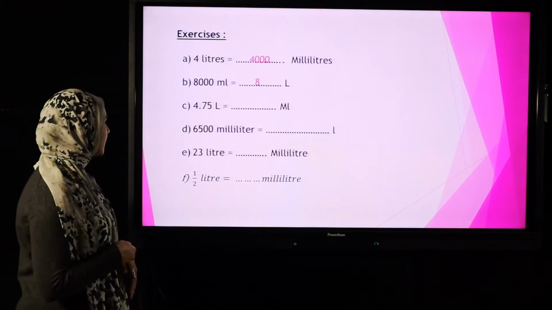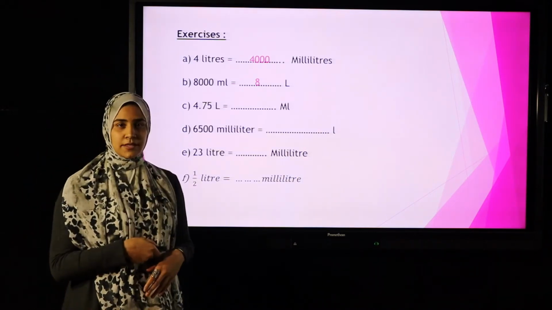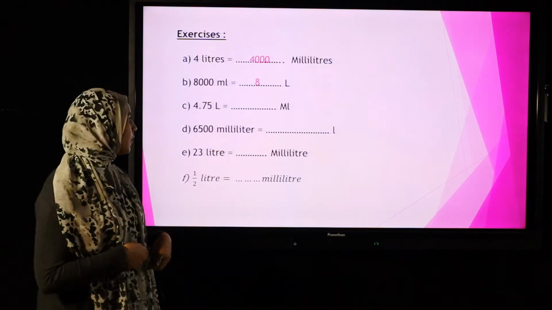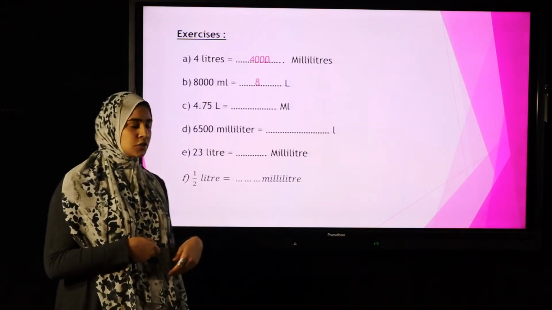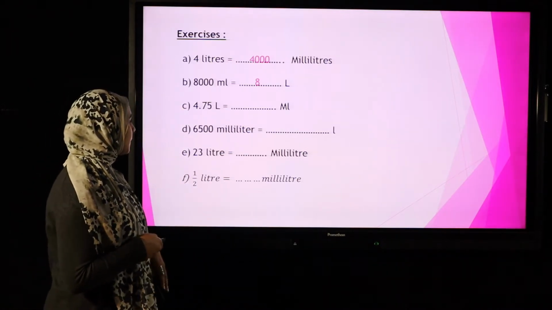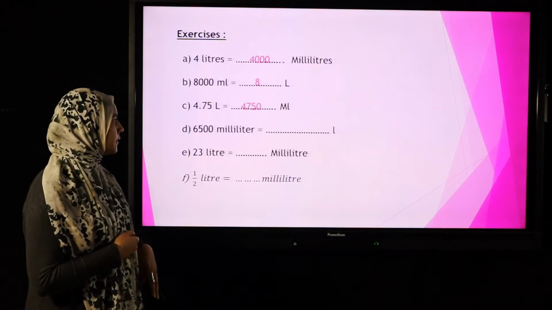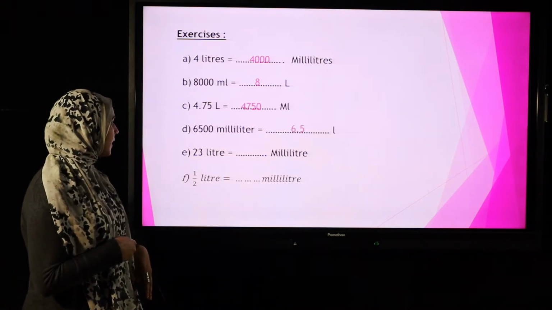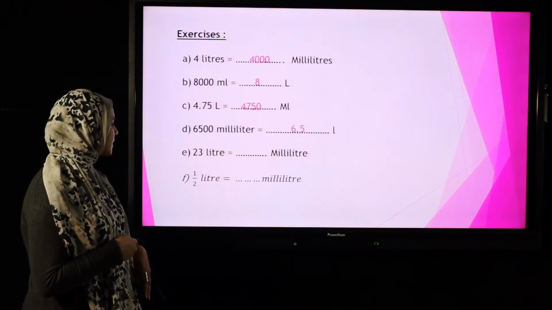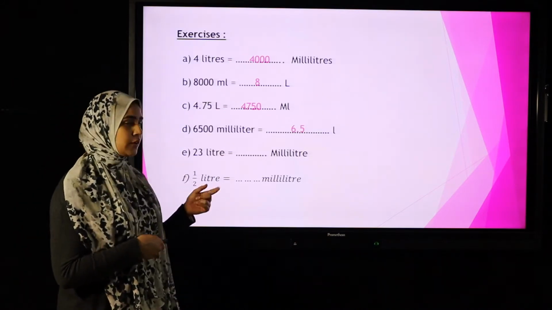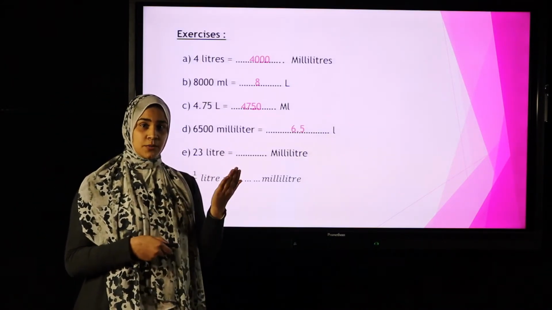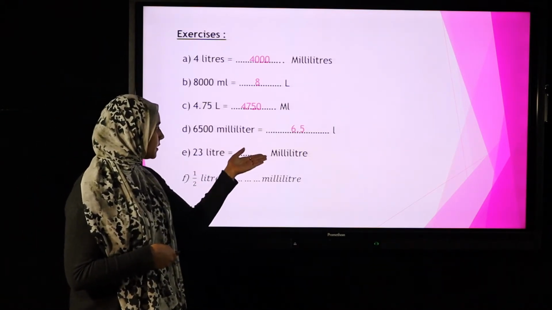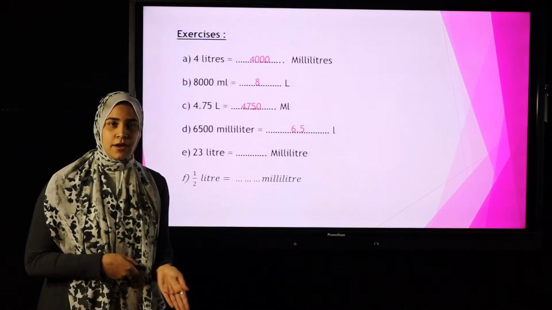Let's move on to letter C. Letter C is 4.75 liters. And we are going all the way to millimeters, which means a smaller unit. If we are moving from a bigger one to a smaller one, we are doing multiplication. So 4.75 is going to be converted to 4,750. We have letter D here, 6,500 millimeters. From a smaller unit to a bigger unit, as we agreed, we are doing division. So from millimeter to liter, we have a final answer of 6.5 liters.